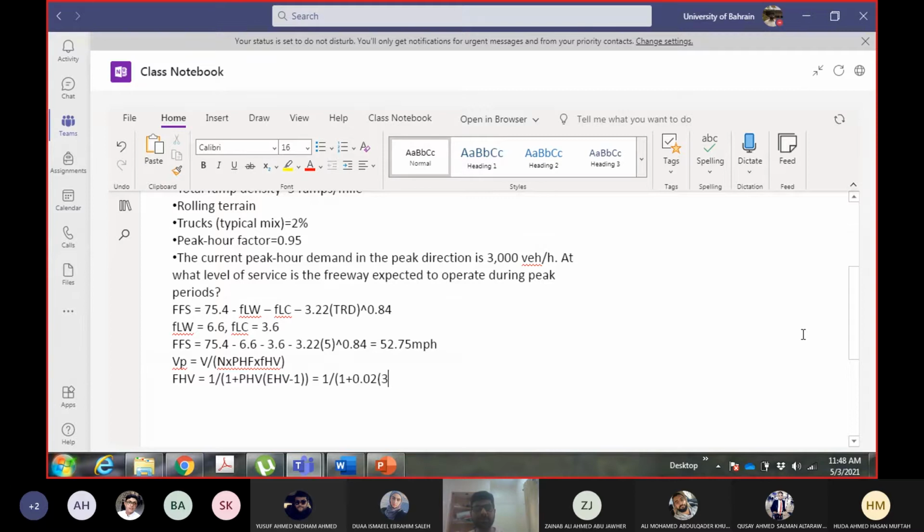I have memorized it, so you need to believe me. For rolling terrain, the equivalency factor is 3. There was a table in which this factor is given. So how much is this value? 0.96.